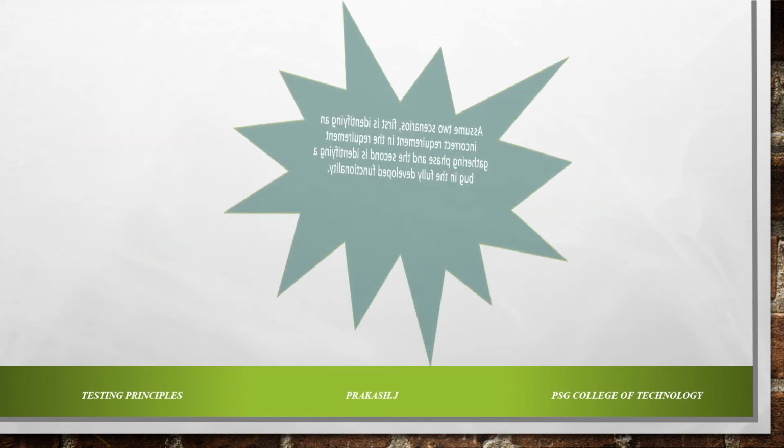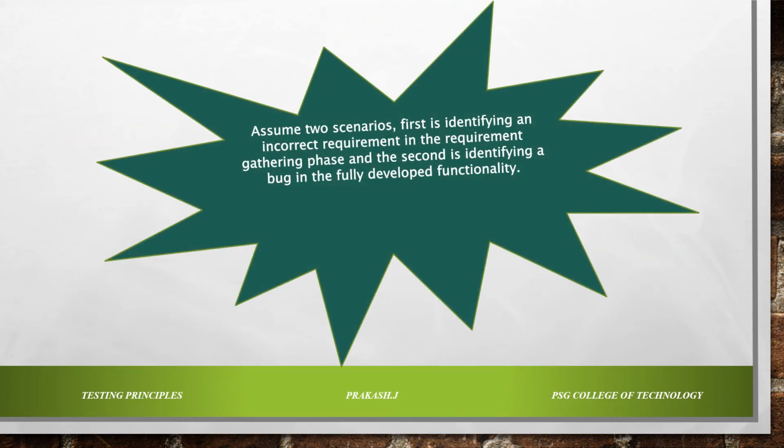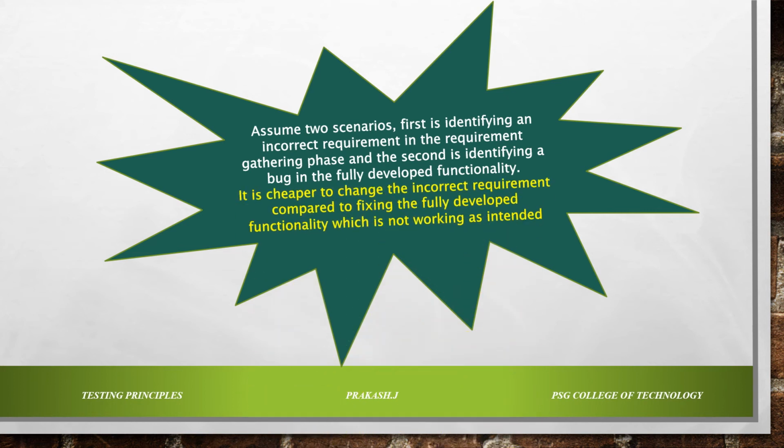Assume two scenarios. The first is identifying an incorrect requirement in the initial requirement gathering phase, and the second is identifying a bug after a fully developed software functionality. In this case, it is cheaper to change the incorrect requirement compared to fixing the fully functional but not working software, which will be more expensive.